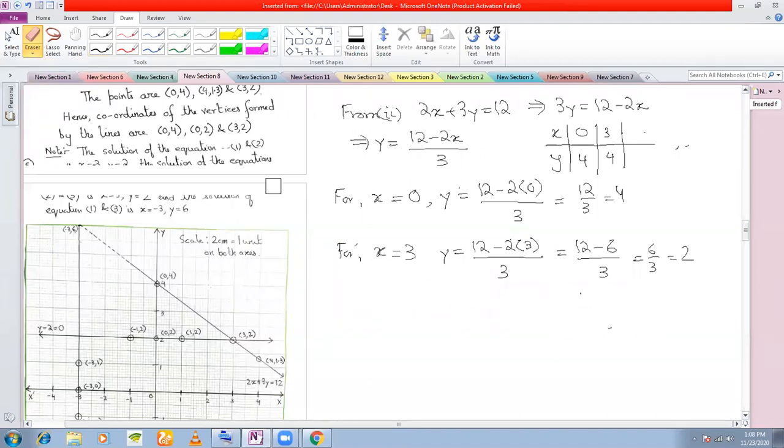You cannot actually accommodate y = 6 in your graph. So let us try x = -4. y = (12 - 2 x (-4))/3. That's (12 + 8)/3, 20/3, fractional. No, no point.